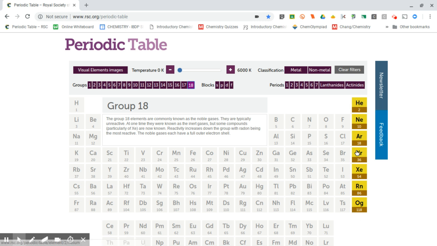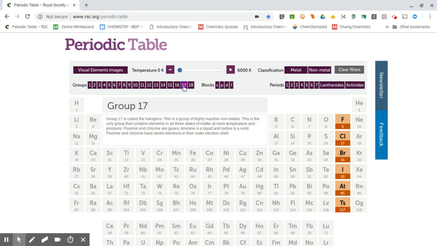This group is known as the noble gases, and the noble gases are the least reactive elements in the periodic table because they already have filled all the electron orbitals, so they cannot easily gain or lose electrons. Group 17, the halogens, are the most electronegative metal and non-metal in the periodic table, and they are really very reactive.